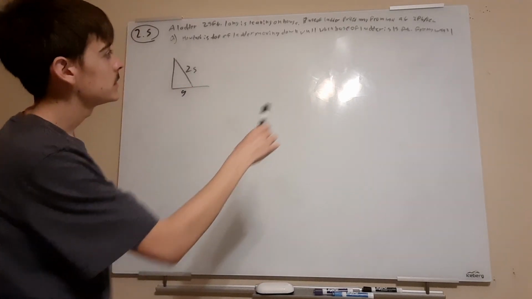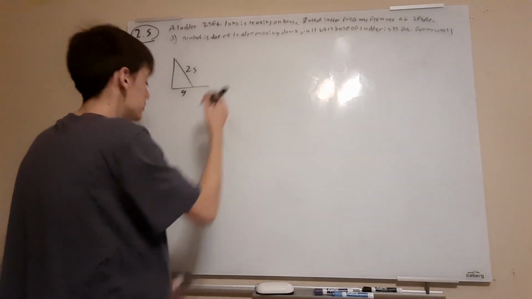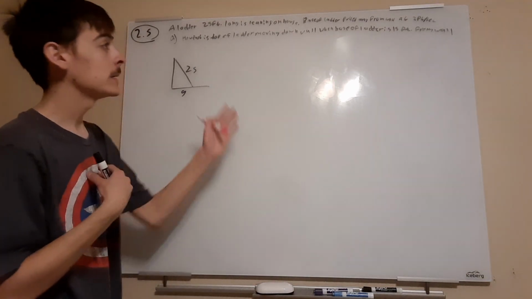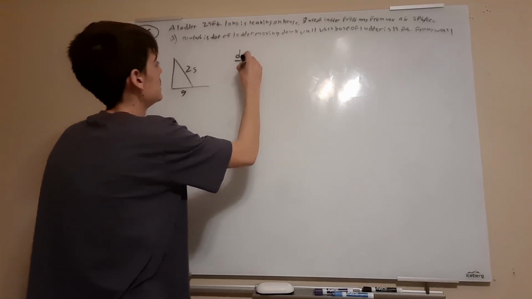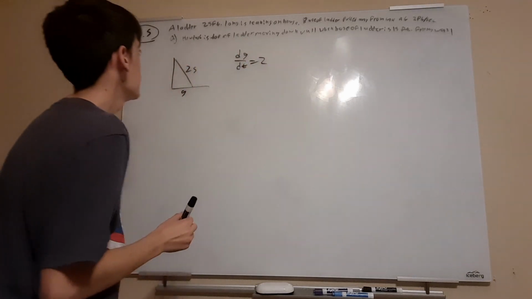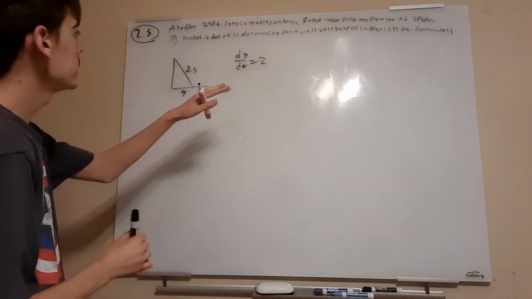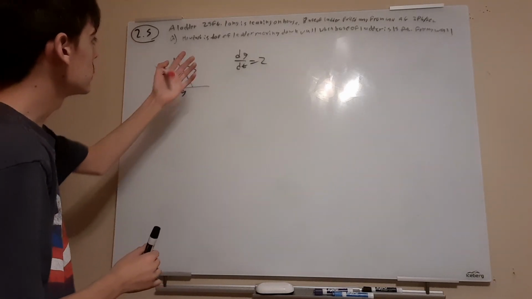And then it says that it is being pulled away at a rate of 2 feet per second. That was English. It's being pulled away at a rate of 2 feet per second. So that means dg dt is going to equal 2. Now, that's all we were told in the base problem. So let's keep going and read question A.